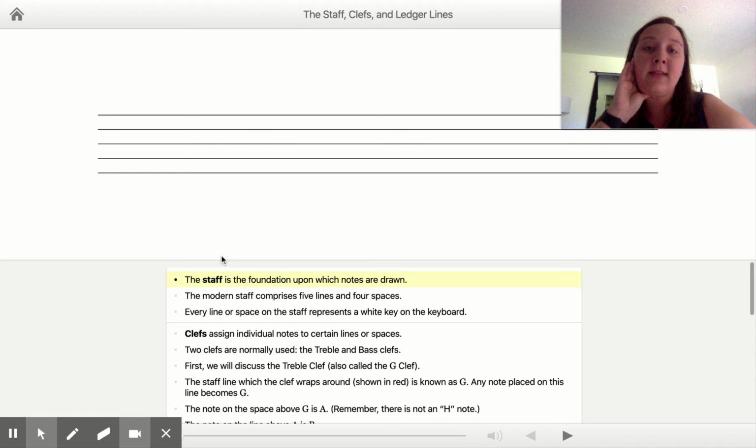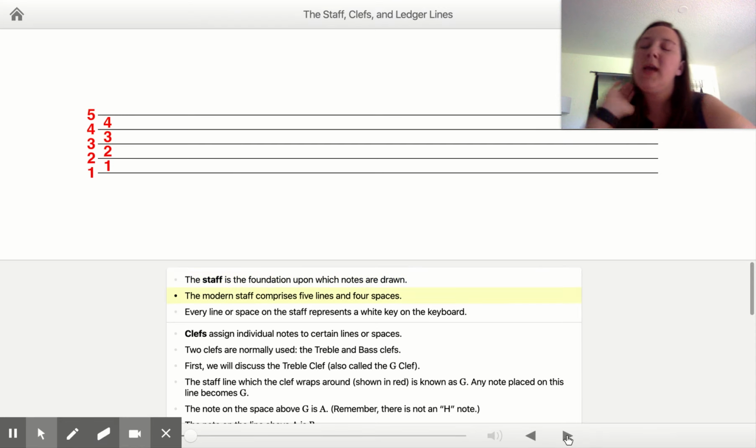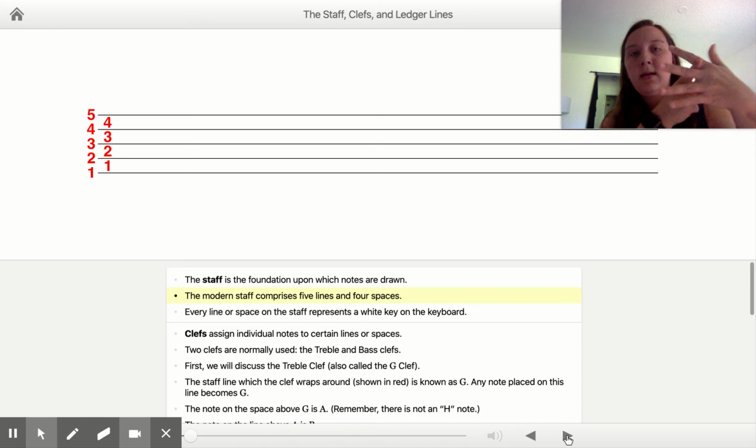This is our 5-line staff. We put notes on it, and it tells us how to sing them. We have 5 lines and 4 spaces. We always count from the bottom up. So if I'm talking about the 4th line, I do 1, 2, 3, 4. If I'm talking about the 3rd space, I do 1, 2, 3, like that.